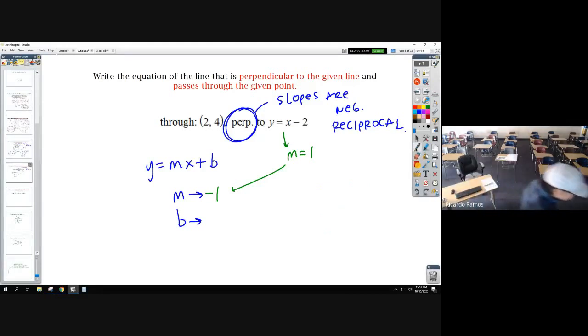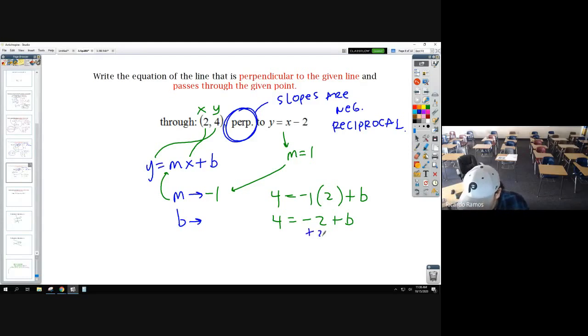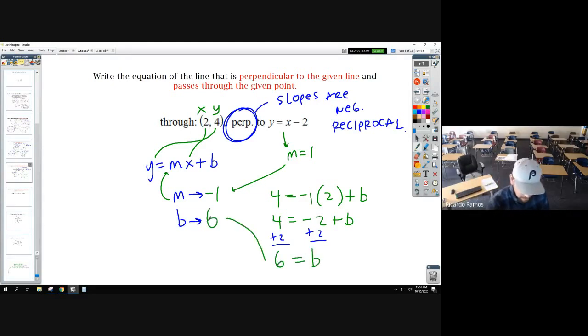But then the y-intercept. Got an x and a y my line goes through. Let's plug it in. The y, 4, equal to the slope of our line, negative 1, times the x our line goes through, 2, plus b, y-intercept. Is it 6? Negative 2. Yeah, add 2. Y-intercept 6. We got our two pieces.